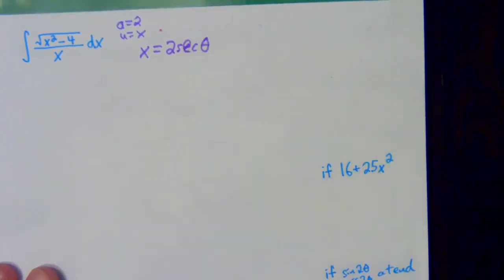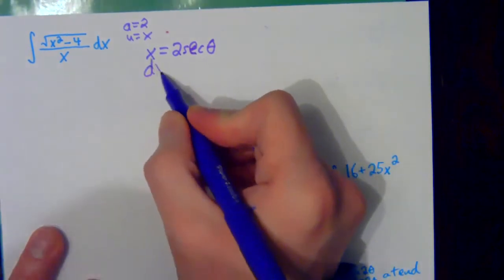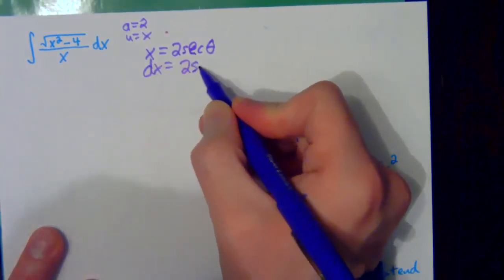So I've got to make sure I got those initial steps down. And then we're going to take the derivative of that, right? We're just going to take the dx. We know the derivative of secant is going to be secant tangent.